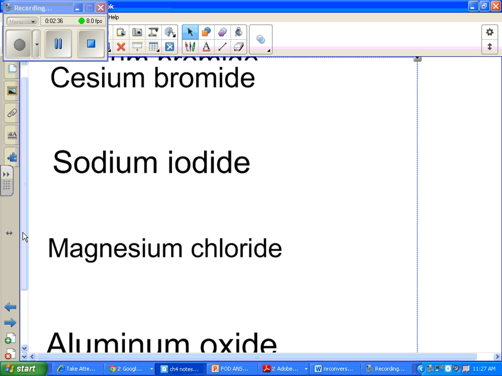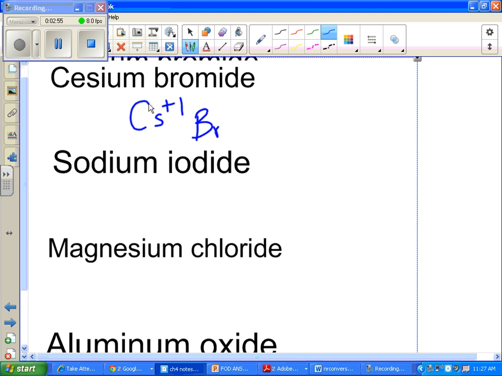Alright, now how do you get the symbols from these names? You have to look up their charges and their symbols. So cesium is Cs+1. Bromide is Br-1. And then you take their charges. We call this the crisscross method.